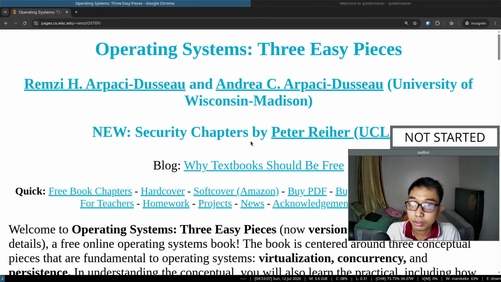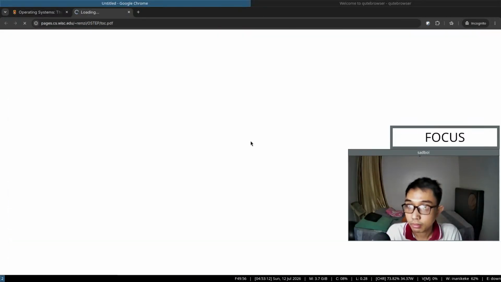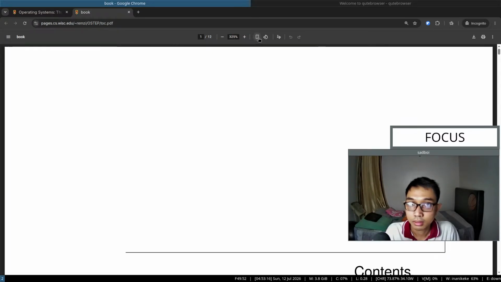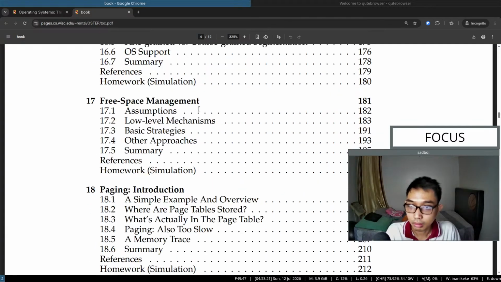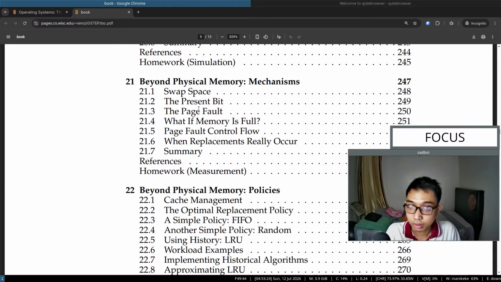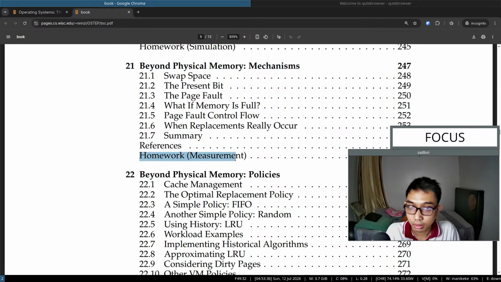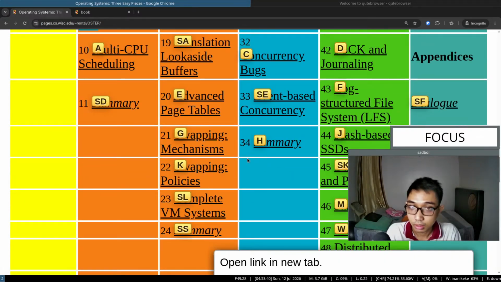Alright, let's continue. Okay, let me open the table of content first. Alright, we are on chapter 21, Beyond Physical Memory Mechanism, and we are still on homework measurement here. Let me open that.